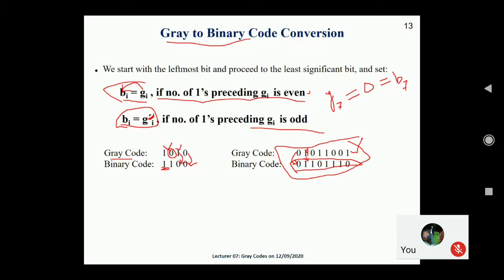Next one is, next MSB bit is 0. How many ones have occurred? Only 1. On the left hand side, see here, only 1 has occurred. Now 1 means odd. So whatever 0 occurred in gray code, we are just assigning as a complement of the binary code. So what is the complement of 0? 0 complement is 1. So here we are writing 1.